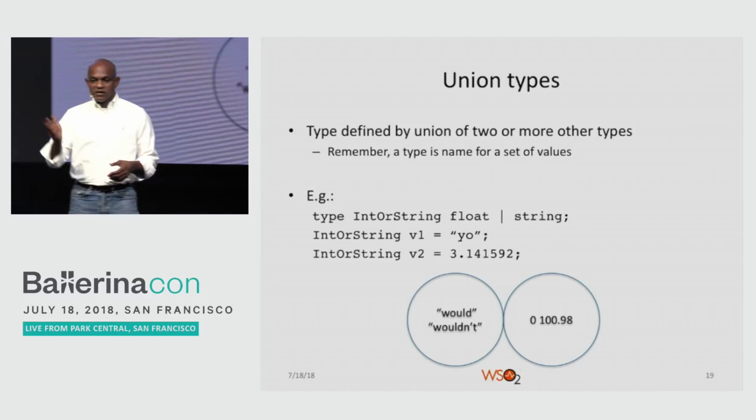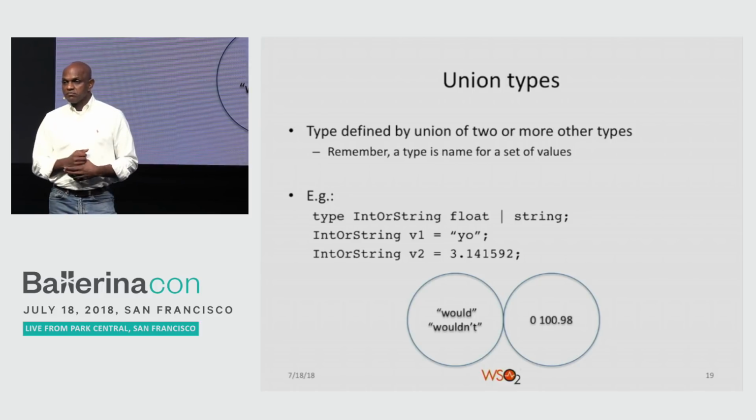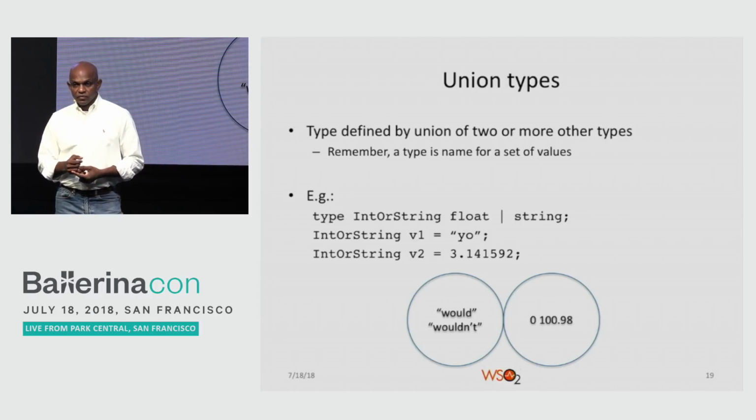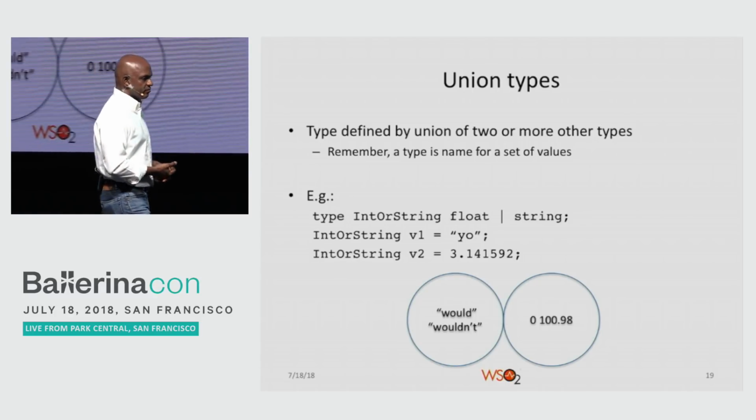Syntactically, you just say A or B like that, and then you can assign to that variable any value from either set, right? Now, obviously, we have to figure out how you access it in a type-safe way. We'll get into that in a minute.